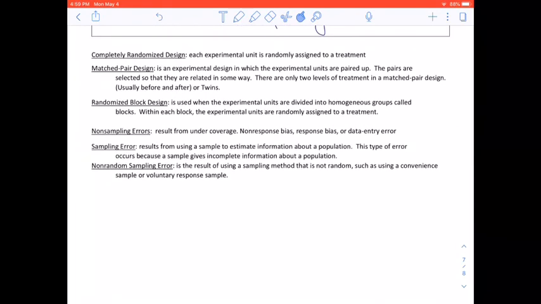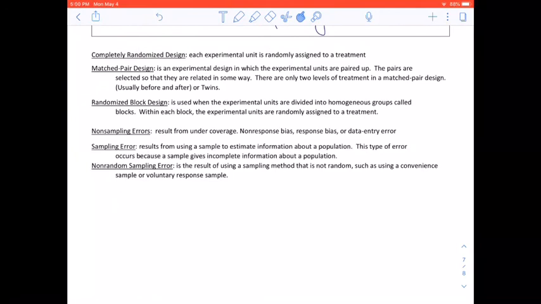The next thing that we have on here is complete randomized design. Each experimental unit is randomly assigned to a treatment. We have a matched pairs design. This is an experiment design in which experimental units are paired up. The pairs are selected so that they're related in some way. You can be matched up against a twin or before and after. We have randomized block design. This is used when experimental units are divided into homogeneous groups called blocks. Within each block, the experimental units are randomly assigned to a treatment.